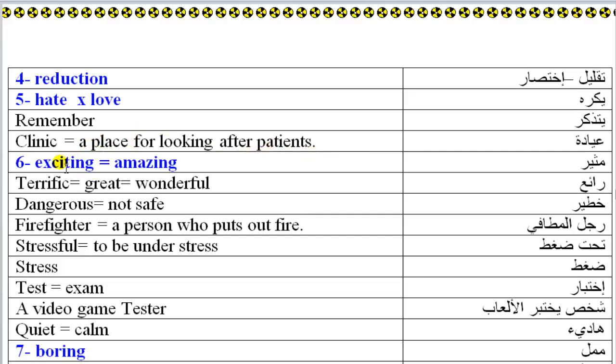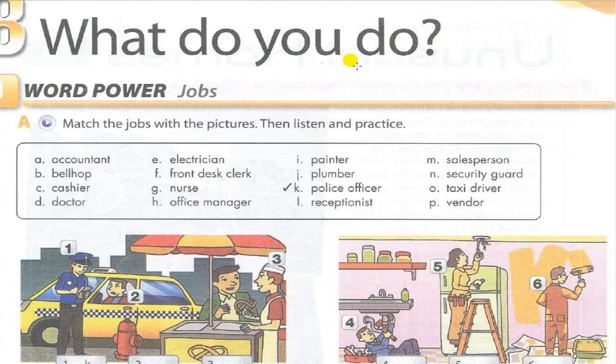6. Exciting, T soft D. Exciting, amazing. Terrific, great, wonderful. What do you do? 1. Word power, jobs. Jobs, American, British.